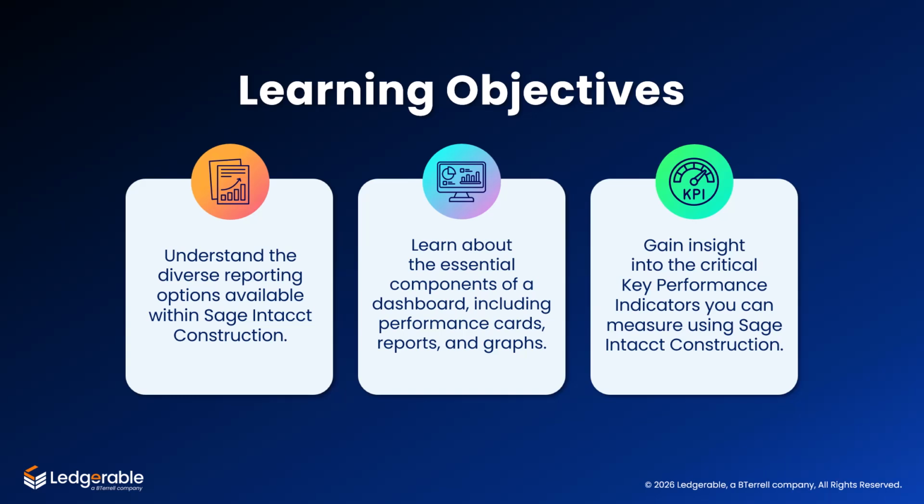By the end, you'll understand the full range of reporting options in Sage Intacct Construction. You'll know the key pieces that make a great dashboard, such as performance cards, reports, charts, and how they work together to show information clearly. You'll get a clear picture of how KPIs are set up, like gross profit, cash flow, percentage complete, and more. And you'll see how having one centralized place for project data keeps everyone on the same page, cuts errors, and speeds up decisions. Let's start with a quick overview of Sage Intacct Construction itself.